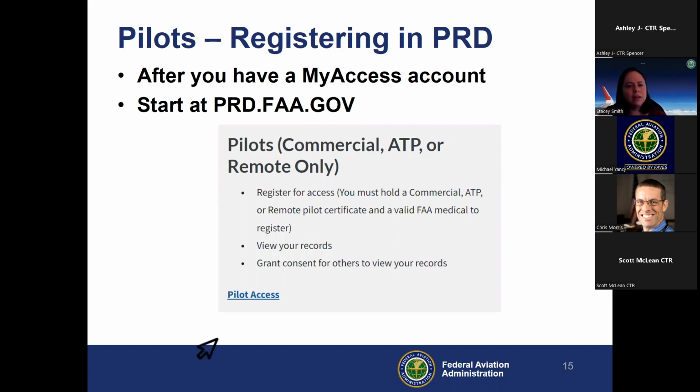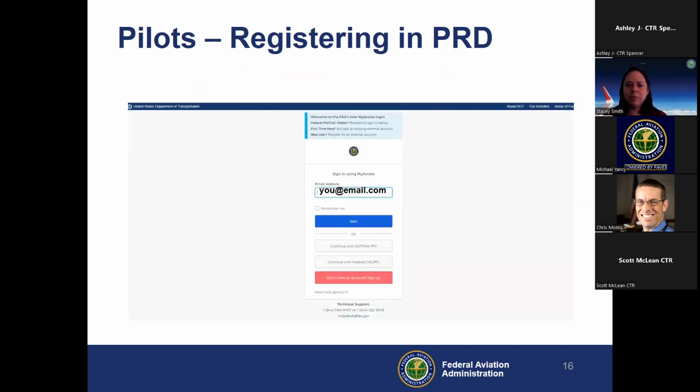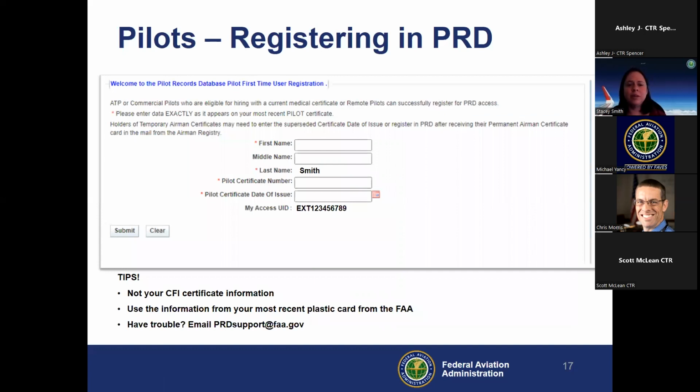Again, get to the website, select Pilot Access. You'll be taken to the login page, but this time, since you have your account, you'll go ahead and enter your email address in the space here. Select Next. And from here, you'll be taken to the PRD registration page for the first time. And like I said, over here you'll see that your last name will auto-populate.